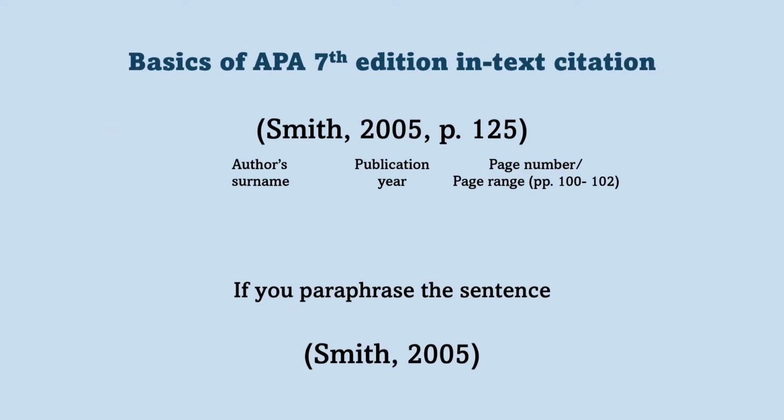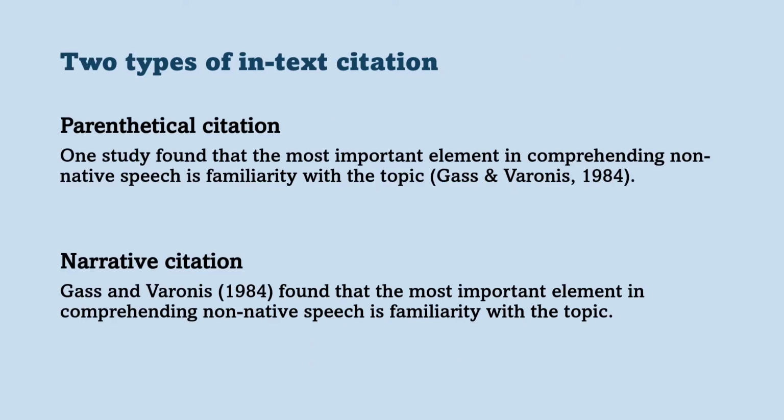The basics of APA 7 edition in-text citation include the author's surname, publication year, and the page number or the page range. You don't need to include the page number or page range if you paraphrase the sentence. There are two types of in-text citation. The first type is parenthetical citation, which is writing the citation in brackets and placing it at the end of the sentence, just before the period. The second type is narrative citation, where the author's name is used within the text of a sentence.